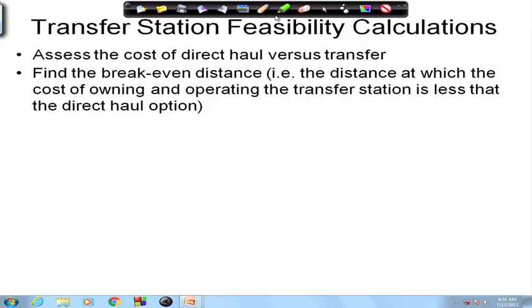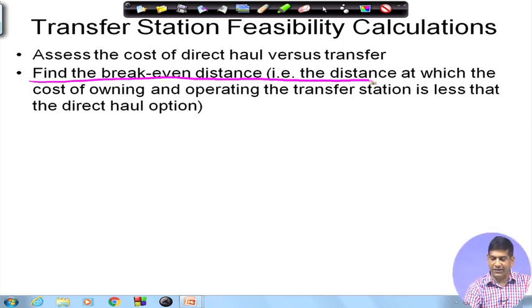since if you remember what I've been talking about, I'm saying that it is the distance, whether the distance from this individual residential area to the landfill is too far or too low, that kind of decides whether we should go for a transfer station or not. So in that case, the important thing is the distance, because it's a transportation cost. So what we are trying to do here is find the break even distance.